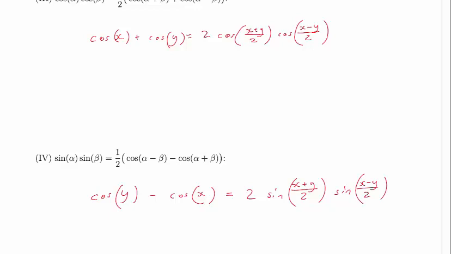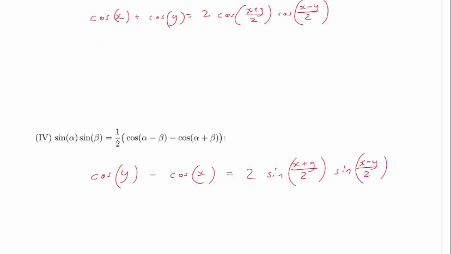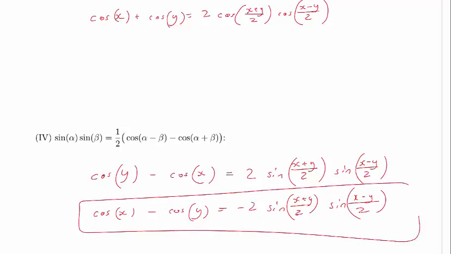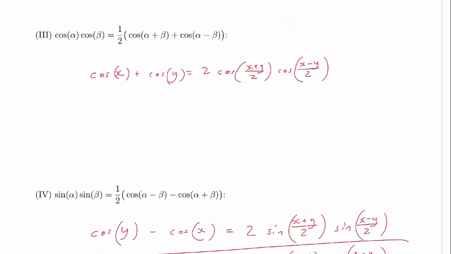And if you want it to match the formula in the book, we can just multiply through by a negative so that we get cosine x minus cosine y equals negative 2 sine of x plus y over 2 sine of x minus y over 2. But either formula will work. You don't have to multiply through by negative if you don't want to, but that is the formula.